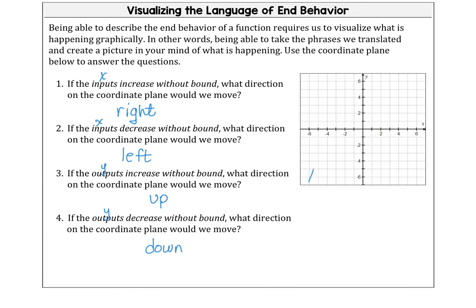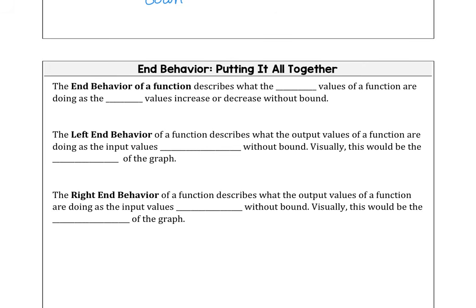I'm thinking about a cubic function in that case. X is moving to infinity, and so is y. The end behavior is unbounded in an upward direction. And over here, the x inputs are moving downward, and the y values are also going in a downward fashion, or decreasing without bound. Can you figure out the missing pieces in these statements?